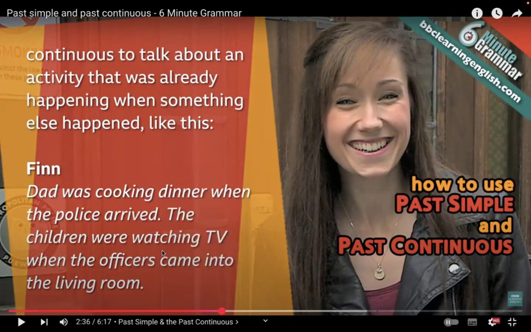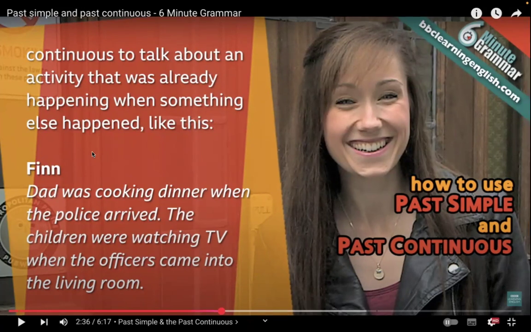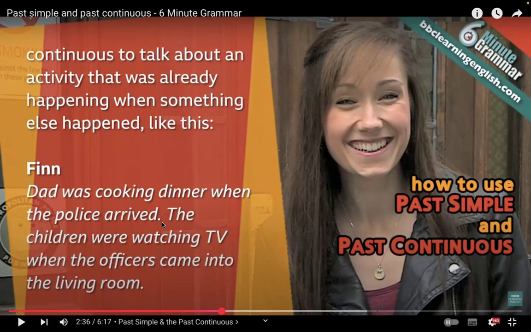Okay, so we have here a combination, we are mixing the two tenses, past continuous and past simple, no? That my dad was cooking dinner when the police arrived, no? They knocked at my door. Hello, sir. You're under arrest. No, imagine that. My dad was cooking dinner and because he killed someone. The children were watching TV when the officers came into my living room, no? The officers: Hello, guys. You have to leave the house now because your dad is a murderer.